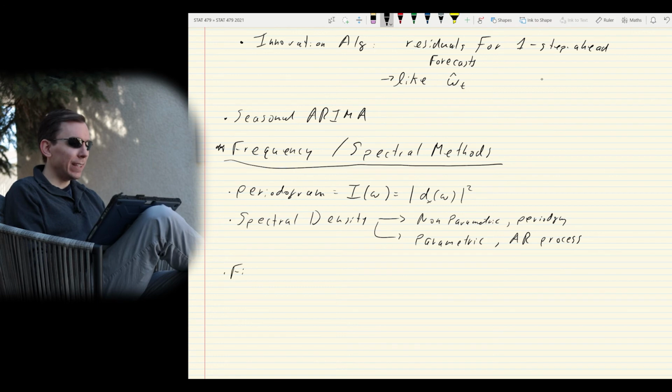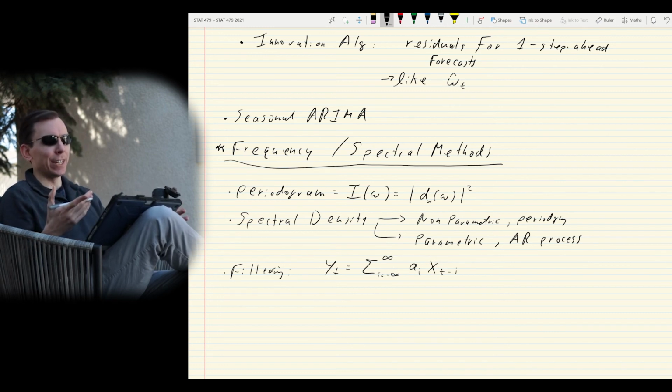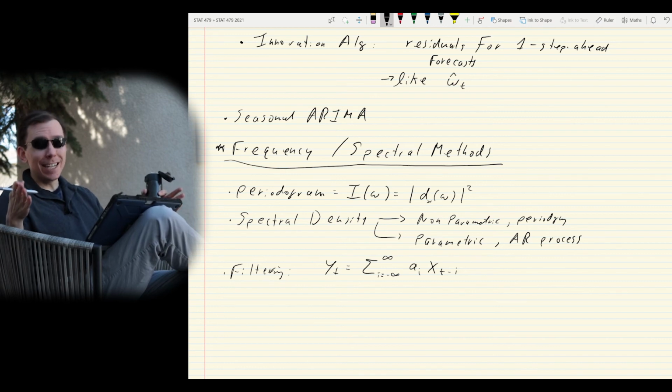So the idea of filtering: if we have some y_t, which is equal to the sum over i from minus infinity to plus infinity of a_i x_{t-i}, now we have a filtered version of the time series x based on some coefficients a. And what we found is that there's an easy formulation for how such filtering will affect the spectral density. So if we have white noise, the spectral density is constant. Every frequency is equally represented as all the others are.